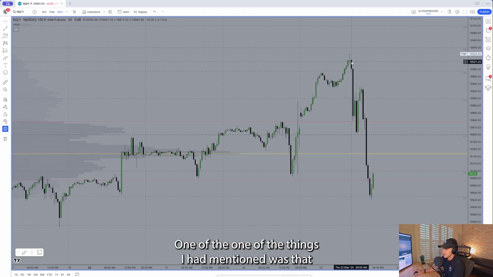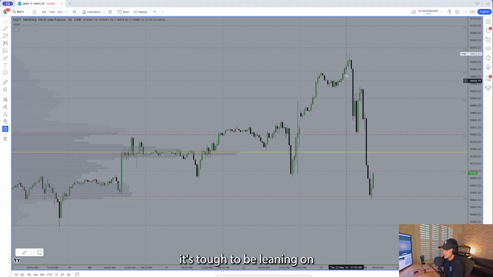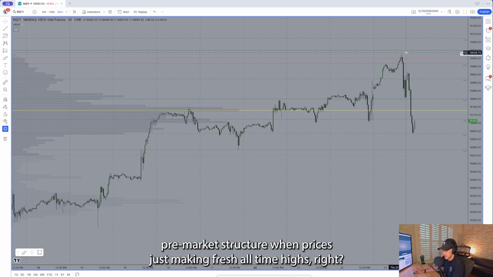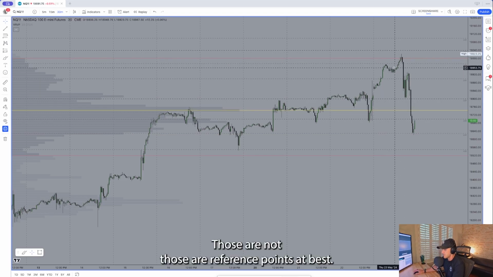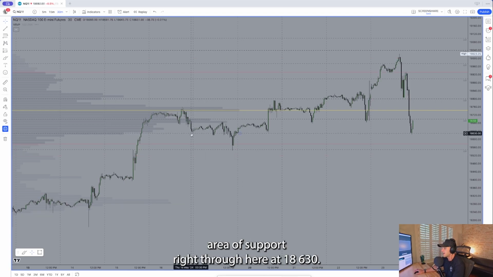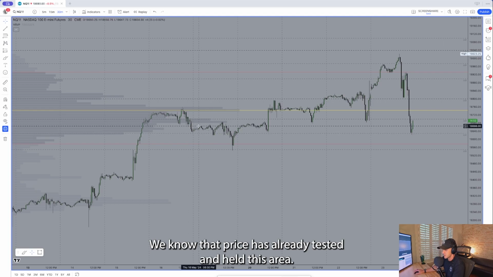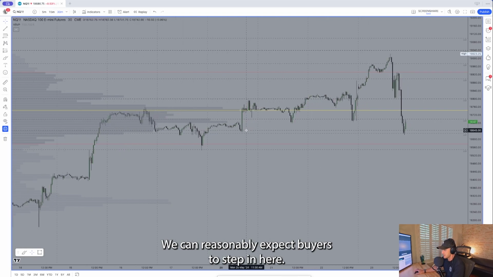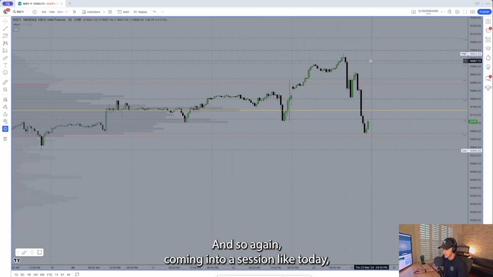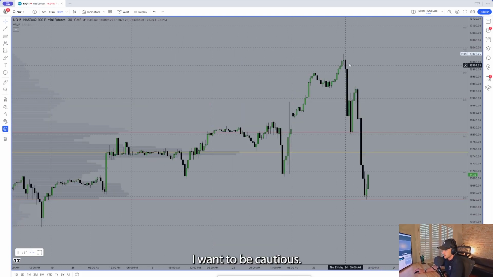One of the things I had mentioned was that it's tough to be leaning on pre-market structure when price is just making fresh all-time highs, right? Those are reference points at best. It's not going to be a real level of interest like this area of support right through here at 18,630. We know that price has already tested and held this area. We can reasonably expect buyers to step in here, right? It's not the case when you just have low volume pre-market or overnight reference points. And so again, coming into a session like today, I want to be cautious.